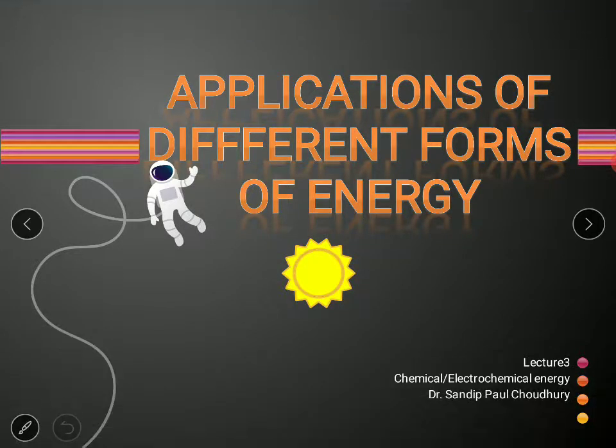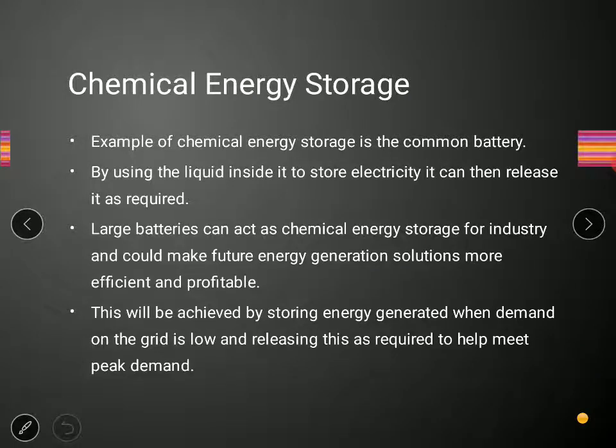So this might be a kind of revision for you all who already know about batteries. Before we start, let me just give you some brief idea about chemical energy storage. The most common example, as I said, for a chemical energy storage is the common battery. The battery that we're using in our day to day life is nothing but chemical energy storage. And electrochemical energy is also a part of this. By using the liquid inside it to store electricity, it can release it as is required. So we have the electrolyte, if you remember, and that liquid is actually the source of generation of electricity because of the chemical reaction that happens with it.